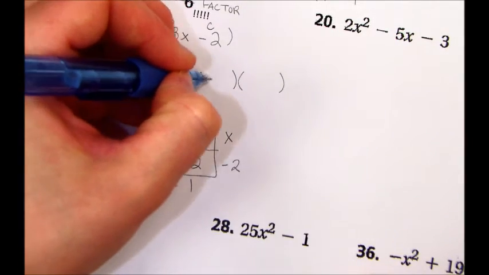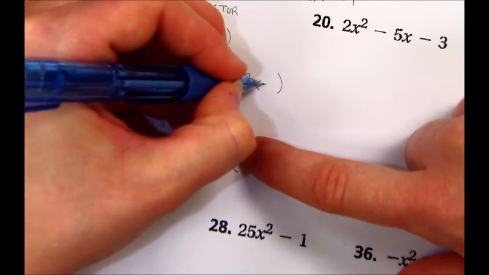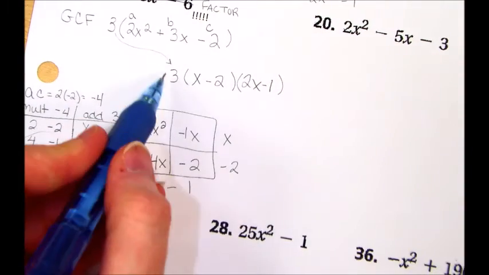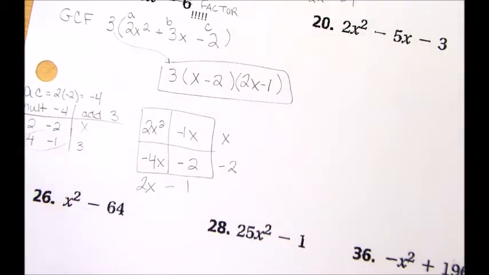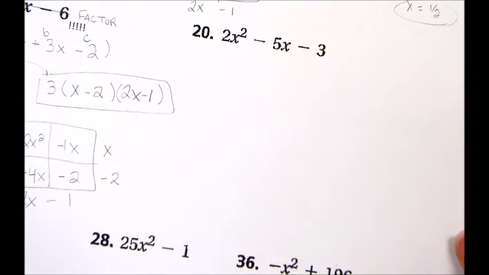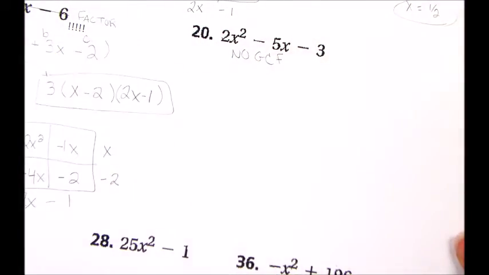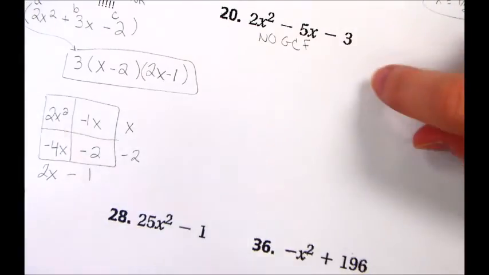You put one side in one parenthesis and the other in the other. It doesn't matter which one, those two can be reversed. So that is just the factored answer. Let's try that again in number 20. Notice in number 20 there is no GCF. So we're going to practice this box thing one more time.